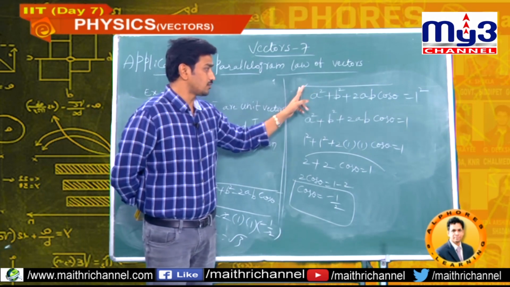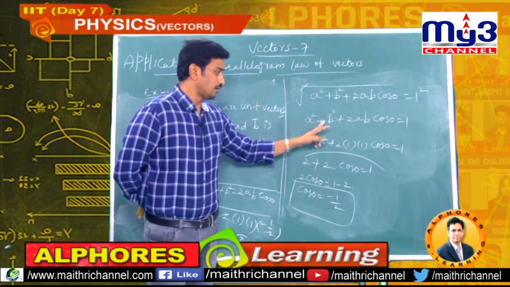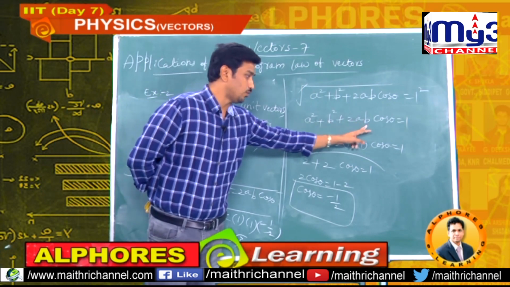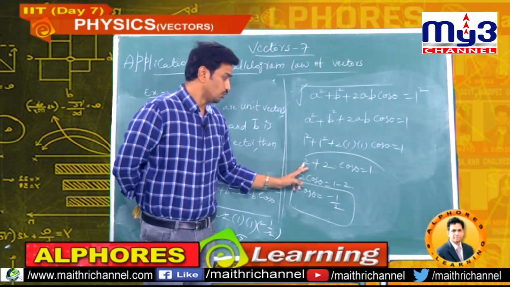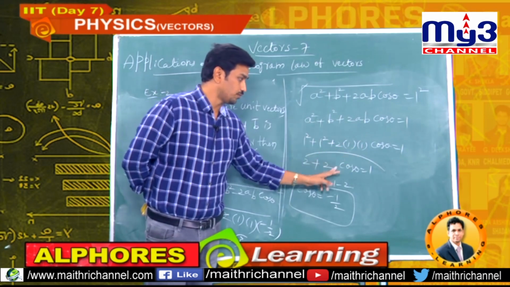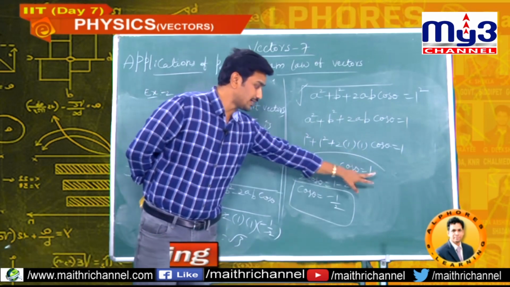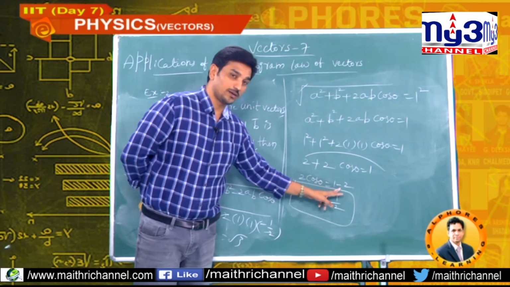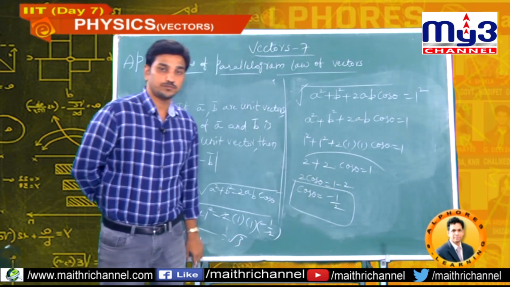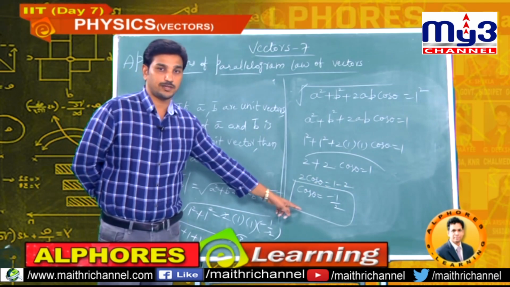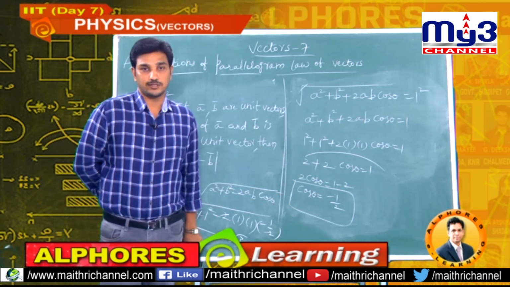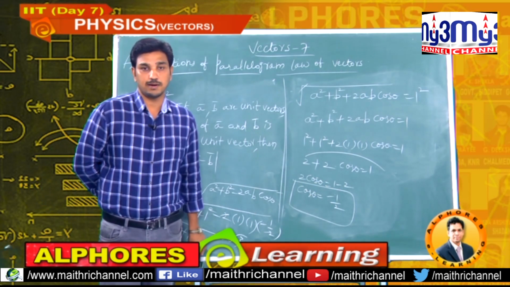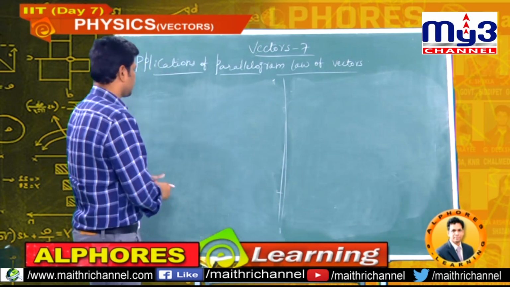Squaring on both sides, the square root is gone. a value 1, b value 1. So 1 square plus 1 square, 2 into 1 into 1, 2 cos theta. I took it that side, 1 minus 2 is minus 1, so cos theta value is minus 1 by 2. This cos theta value, minus 1 by 2, I have substituted here. Final answer: the magnitude of a bar minus b bar is root 3.